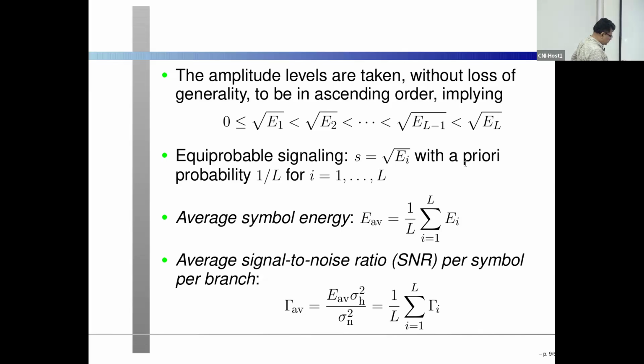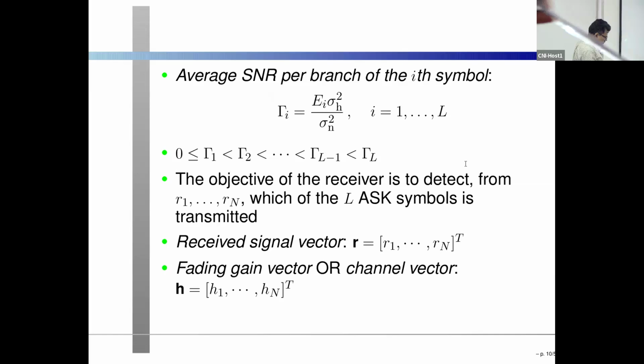That is already mentioned before, but still just mentioning again. And the average symbol energy is basically the arithmetic mean of the individual energies, which is the sum of Ei divided by L, and the average signal to noise ratio per symbol per branch is basically the average energy times sigma h squared by sigma n squared. The ratio of the channel variance to the noise variance times the average energy.